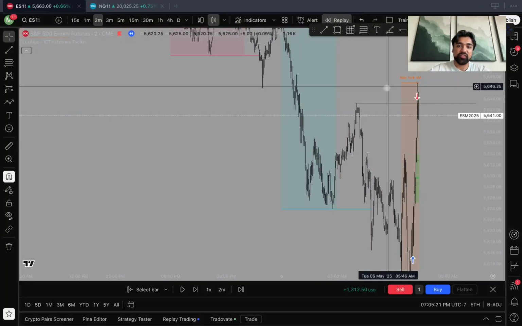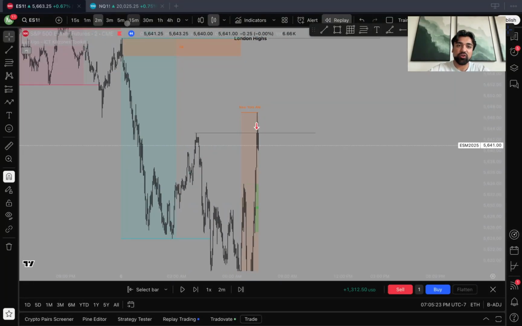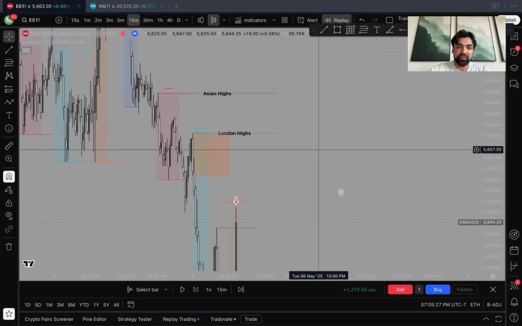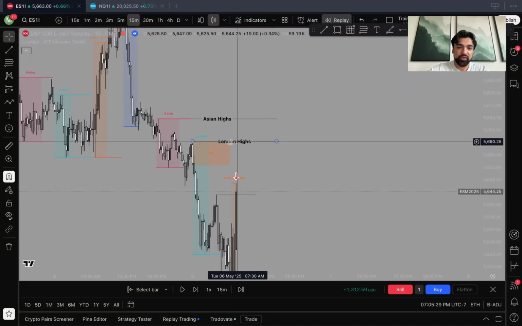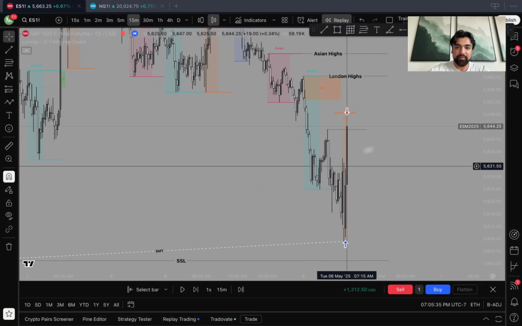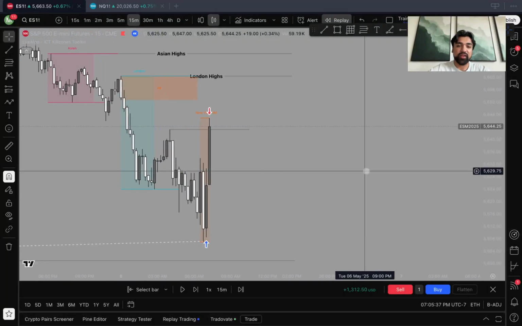And the reason we targeted this high is because it's an internal draw on liquidity. It's an obvious draw that we have. And then yes, London high was a pretty high draw for us, and it did end up hitting it later down the day. But we like safe and good models. Like this is a good model to me. This is an A+ setup.